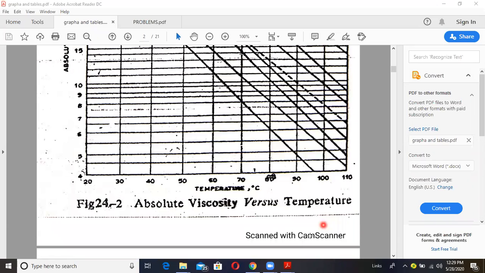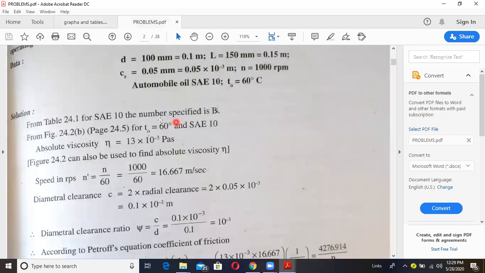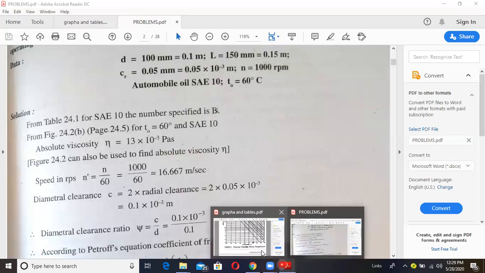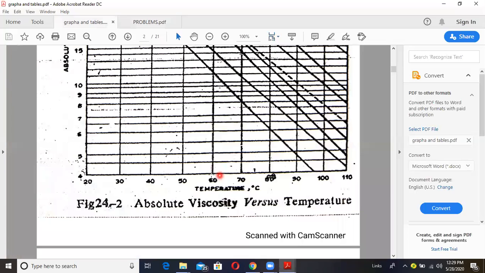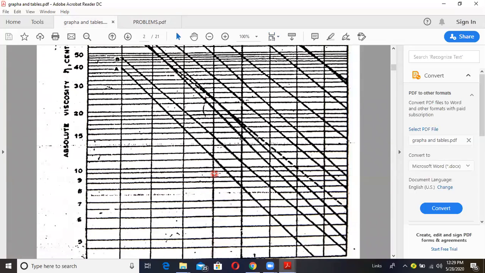Now, in the question, we got the number as B, and the temperature is equal to 60 degrees. By using this temperature and this number, we are going to calculate neta. See, first I will select temperature 60 degrees. This is the 60 degrees. Move upward until it touches the B curve. So now here it is touching the B curve.